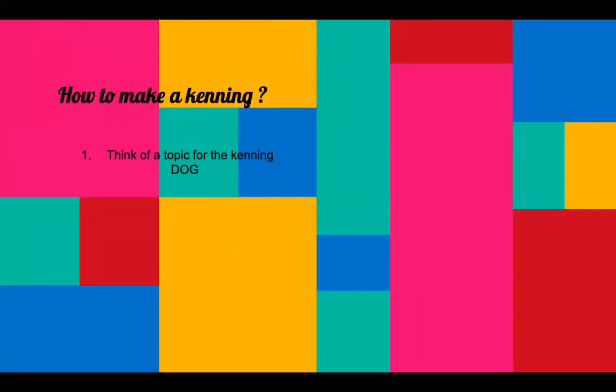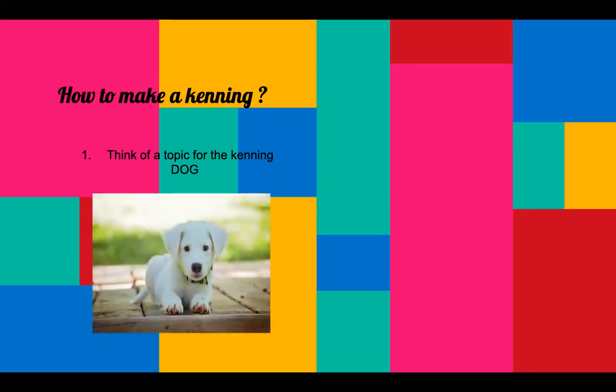Now, how to make a kenning? First, you have to think of a topic for the kenning, like I said, a pillow or a badminton racket. Let's think of a dog. So here's a cute dog picture. I'm thinking about it right now, and now I make up a kenning.